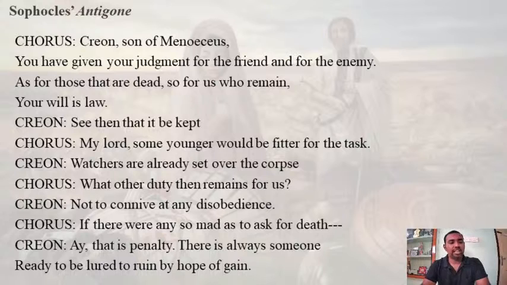Creon, son of Menecius. So the chorus again repeats, Creon, son of Menecius. So Jocasta and Creon, their father is Menecius.